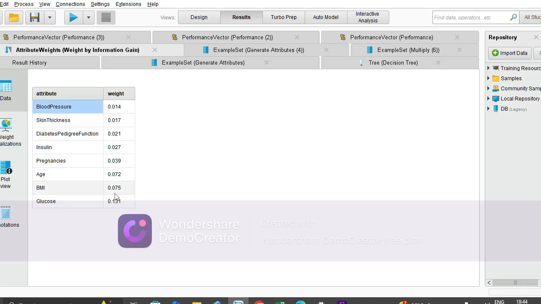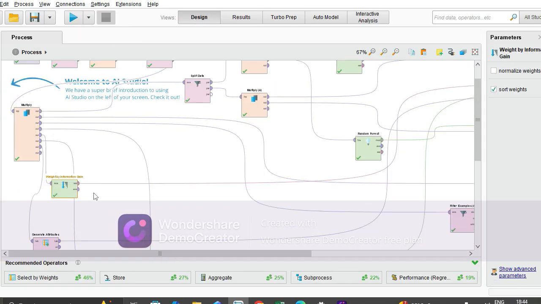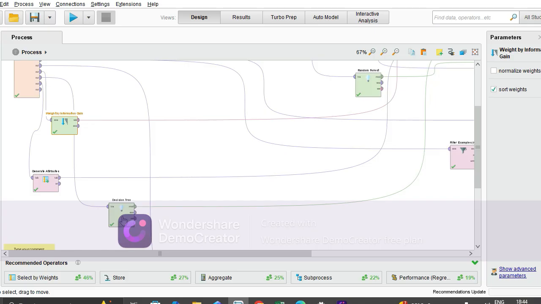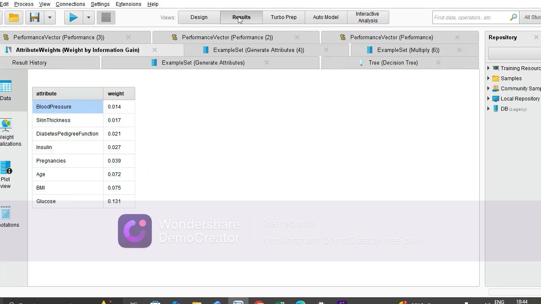So it contributes the most in this process, and apart from it all have a lower percentage. Then I see that BMI. So I create a decision tree for this. I used the decision tree operator to get a tree-like structure for this process.